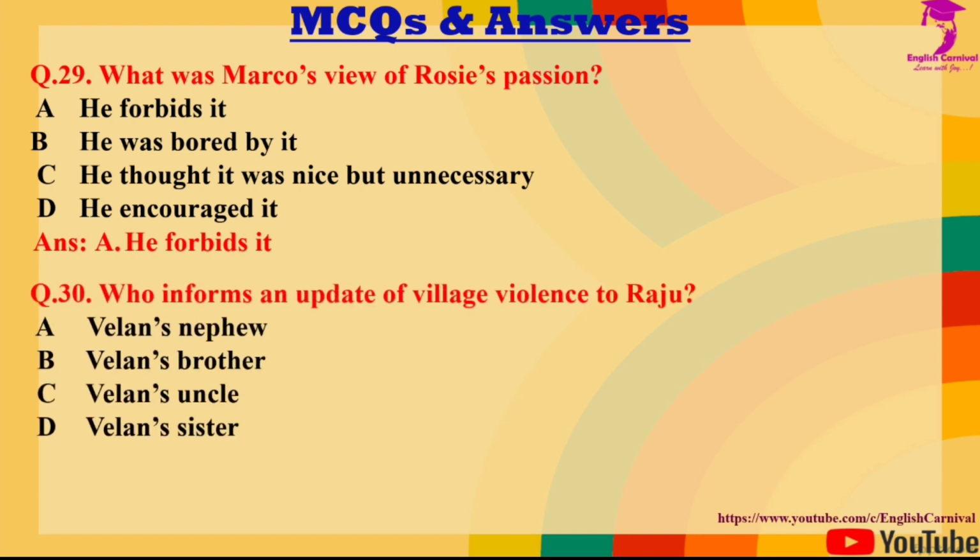Question number 30 we have, who informs an update of village violence to Raju? Options are A. Valent's nephew, B. Valent's brother, C. Valent's uncle, and D. Valent's sister. The correct answer is B, that is Valent's brother.